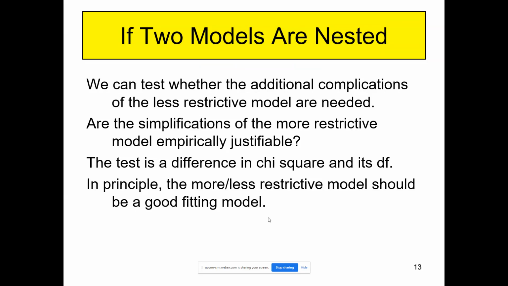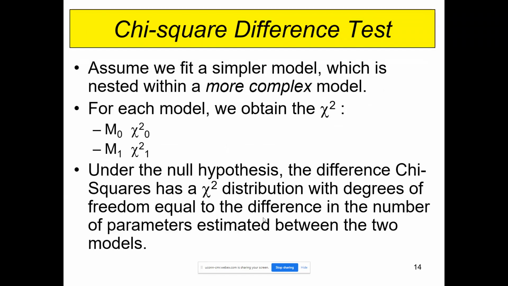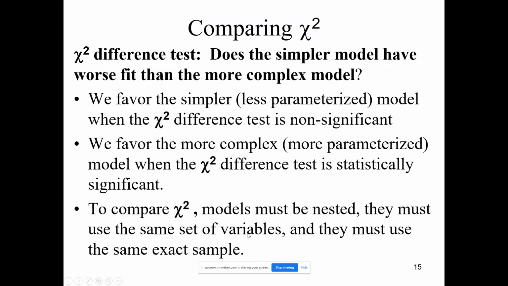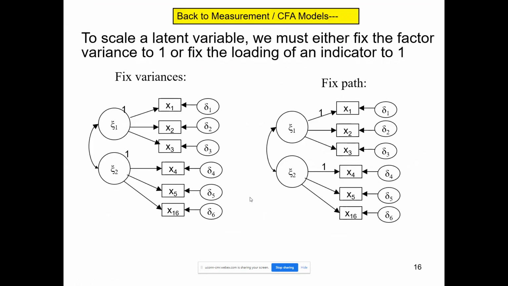All right, I'm getting ahead of myself again. So this is the chi-square difference test, which we just talked about. We're always going to favor the simpler model when the chi-square difference test is non-significant, and we favor the more complex model when it is statistically significant. And again, we can only use this test if the two models are nested. There'll be lots of occasions where we might be looking at competing models that aren't nested, so we can't necessarily use the chi-square difference test there.